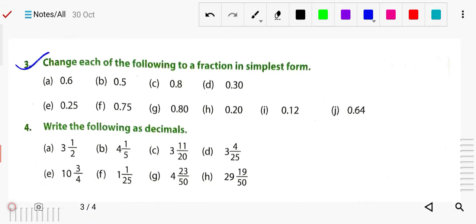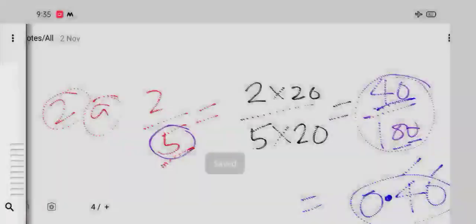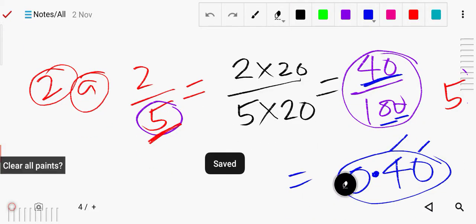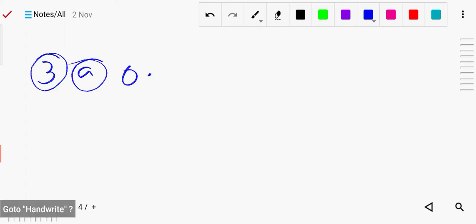Change each of the following to a fraction in the simplest form. First of all, we have to change it into a fraction and then write it in the simplest form. So question number 3, part A is 0.6.